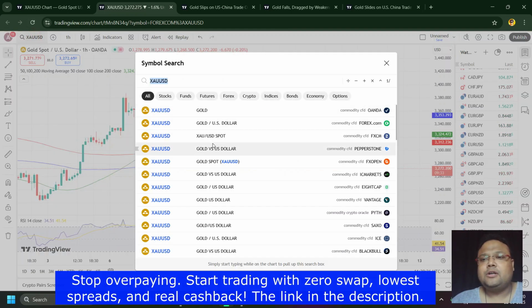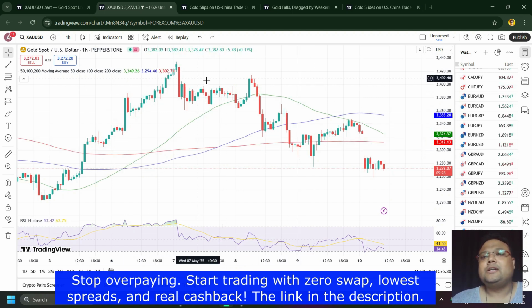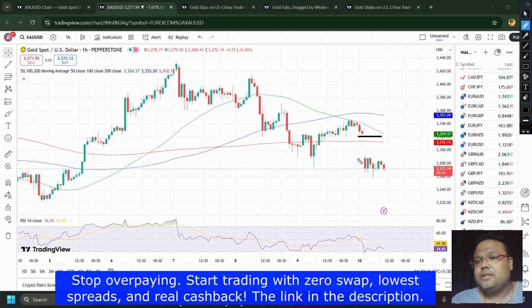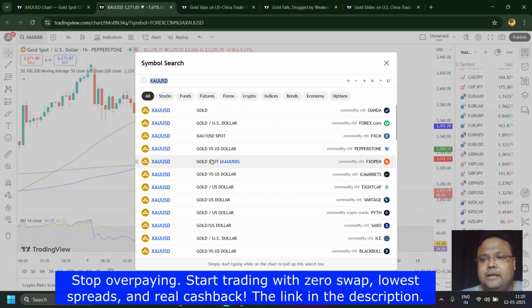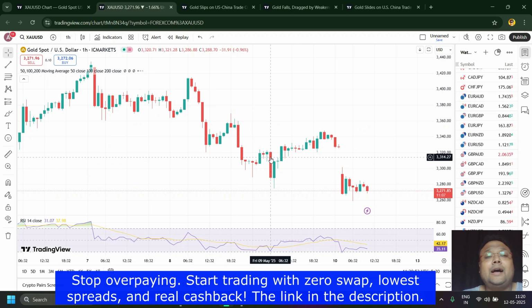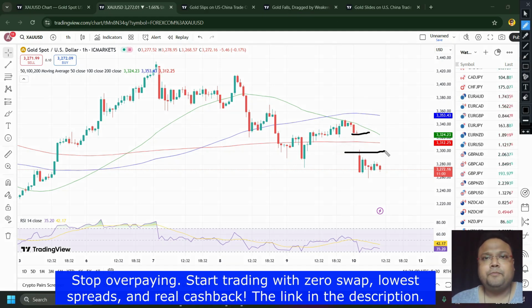But if we look at the chart of, let's say, Pepperstone, another big broker, you can see that the chart is different. We have a gap down opening here. On the chart of OANDA and forex.com, there was no gap down. It was just a clean downside. But on the chart of Pepperstone, we can see a clear gap down opening. And if you look at the chart of IC Markets, another big name, you can see a gap down opening. There is a gap here, there is a gap here.